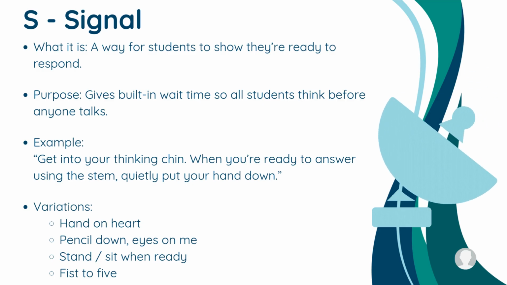The signal is how students show they're ready. Its real power is that it builds in wait time. Instead of calling on the first hand, you give everyone space to think, form a sentence using the sentence stem, then show you that they're ready. It can be any of these options: the thinking chin, hand down, pencil down, whatever signal you choose. The key is consistency.